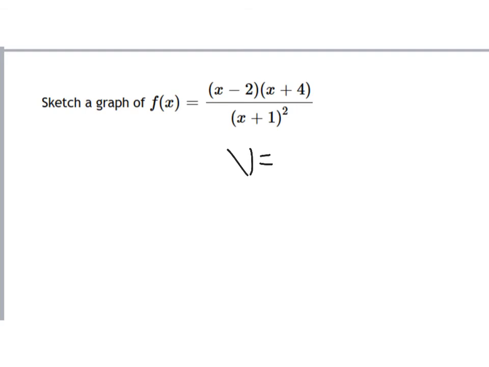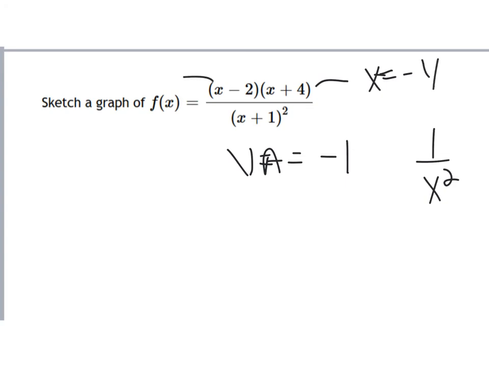The VA equals x equals -1, and I know it acts like 1 over x squared. When x equals -4, it's a 0. When x equals 2, it's a 0. They're both x squared, so the HA will be y equals 1. No holes, right? Yeah. Any vertical asymptotes or vertical intercept?